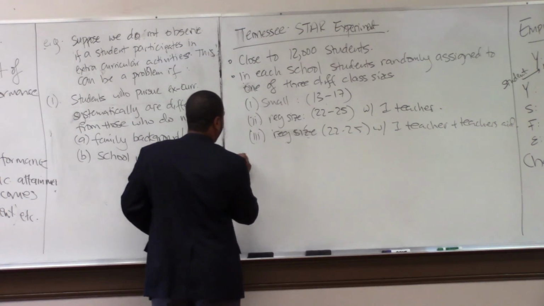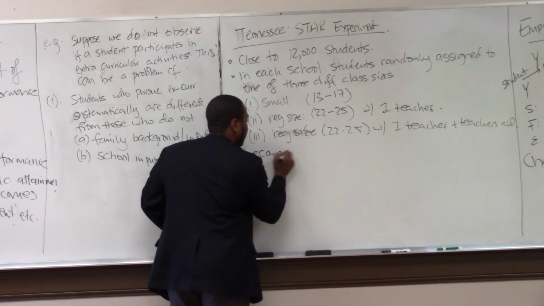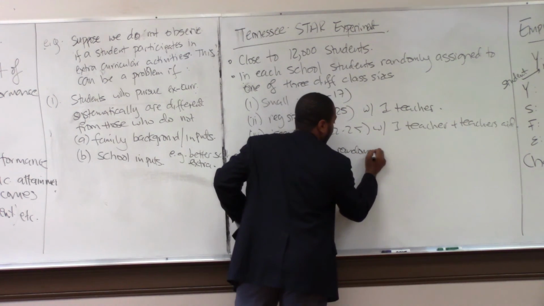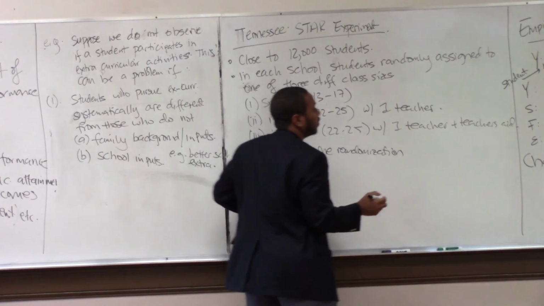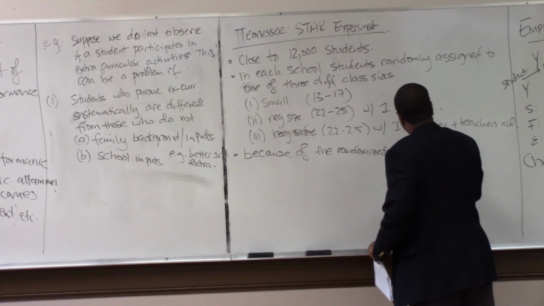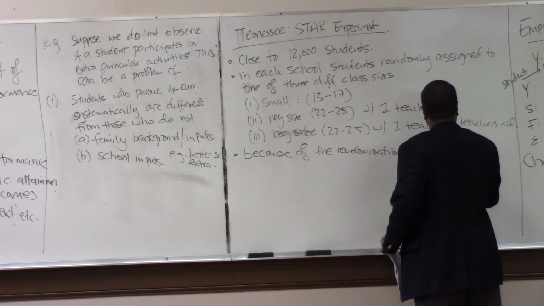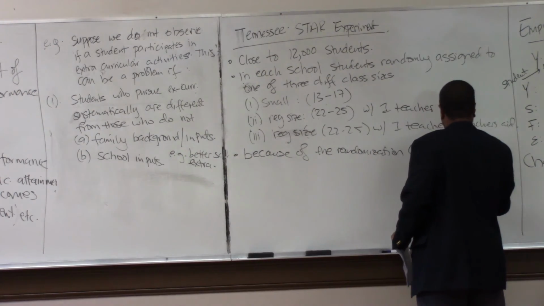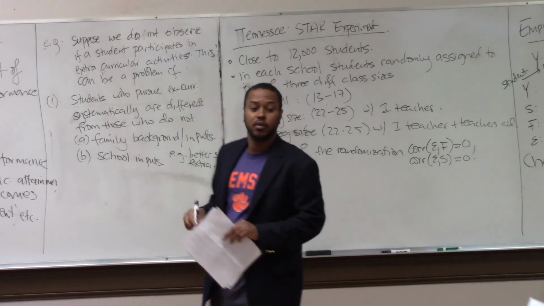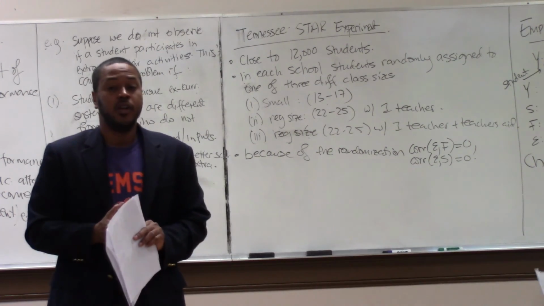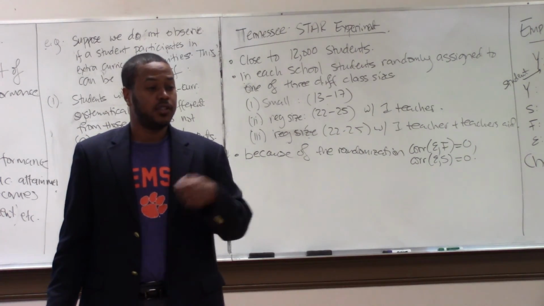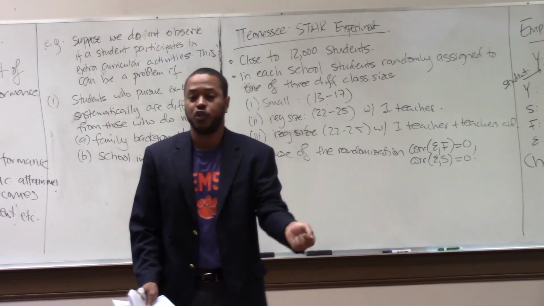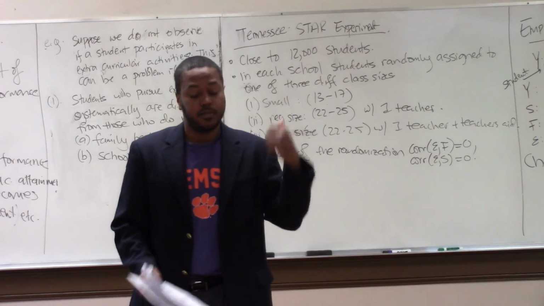And I'll just put one more point here. Because of the randomization, the correlation of epsilon and f should be equal to 0, and the correlation of epsilon and s should be equal to 0. This is exactly the point. Because typically when we have observational data, the students assigned to the smaller class size might be assigned there because they are stronger students or weaker students. But we get around that with the randomization.